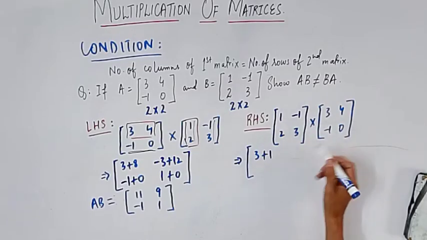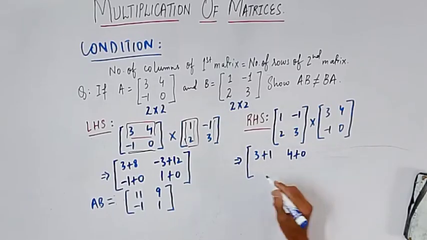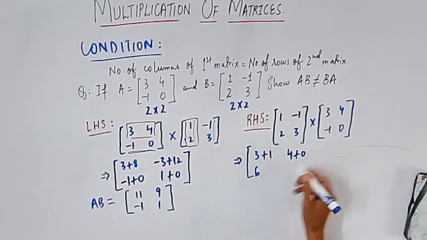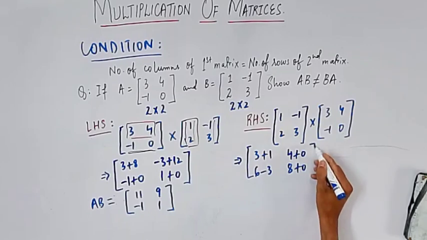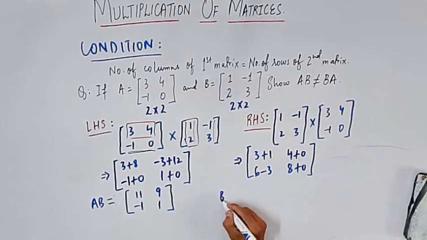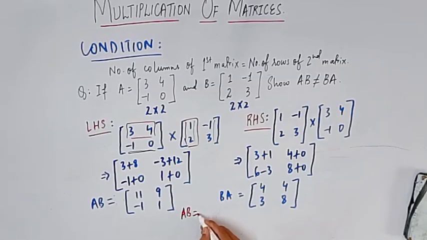Now we will do the first row with the second column. 1 4 is a 4, minus 1 multiplied by 0 will be 0. 2 3 is a 6, 3 1 is a minus 3, 2 4 is a 8, 3 0 is a 0. So row into column is going on. Now BA will be equal to 4 4 3 8. So you can see over here it is shown, or it is proved, that AB is not equal to BA.